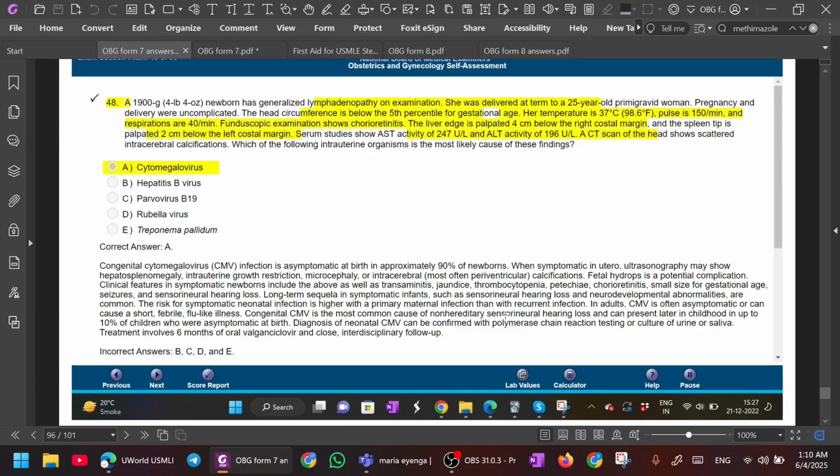The risk for symptomatic neonatal infection is higher with the primary maternal infection than with the recurrent infection. In adult CMV, it's often asymptomatic or can cause a short febrile flu-like illness. Congenital CMV is the most common cause of non-hereditary sensorineural hearing loss and can present later in childhood in up to 10% of children who are asymptomatic at birth. Diagnosis of neonatal CMV can be confirmed with PCR testing or culture of urine or saliva. Treatment involves 6 months of oral valganciclovir and close interdisciplinary follow-up.